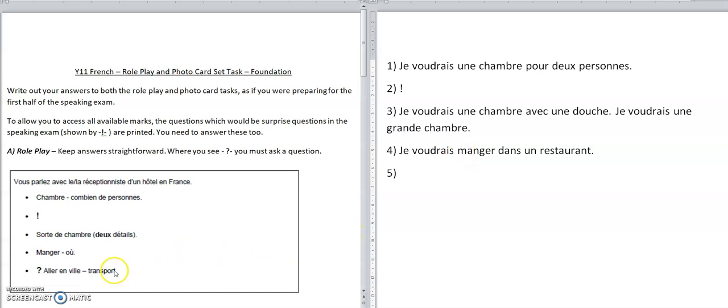Last bullet point. Remember, you're still in a hotel talking to somebody who you're booking a room with. Aller en ville. Aller, go. En ville. Well, maybe we don't know that. But transport, it's the same in French. You're asking about the transport. So where are you likely to be going? Maybe you know that's town, en ville. You're meant to ask about transport to get to town.